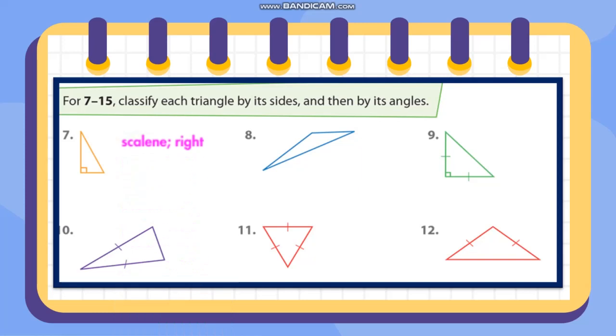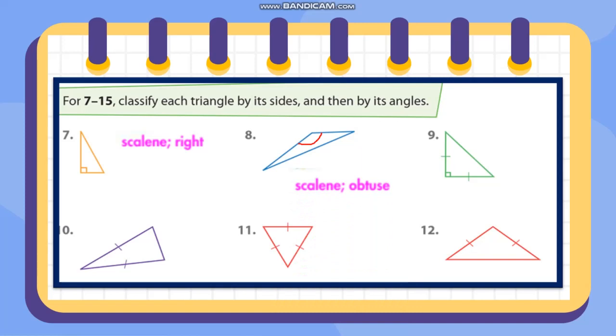Number 8, no sides are equal, because there is no small line symbol on its sides, so that is also a scalene triangle. And according to its angle, there is one obtuse angle. It means that is scalene obtuse triangle.